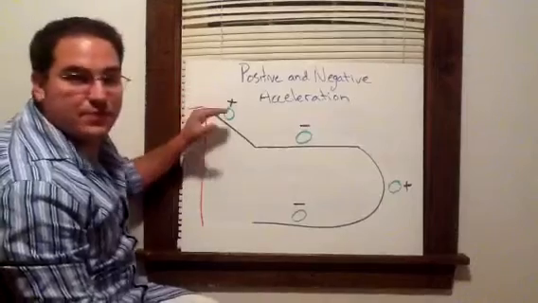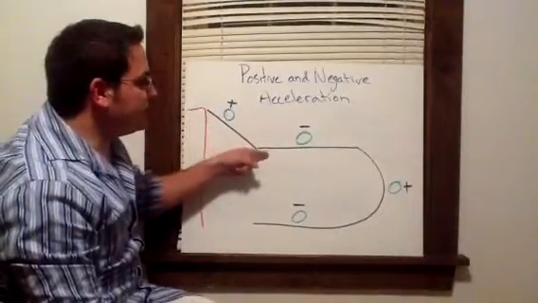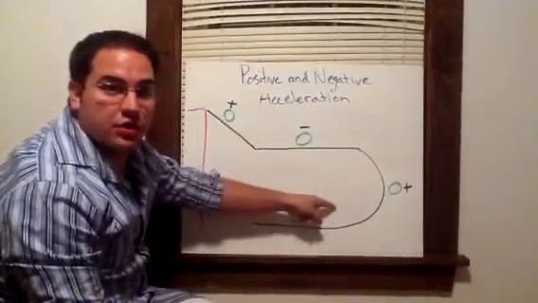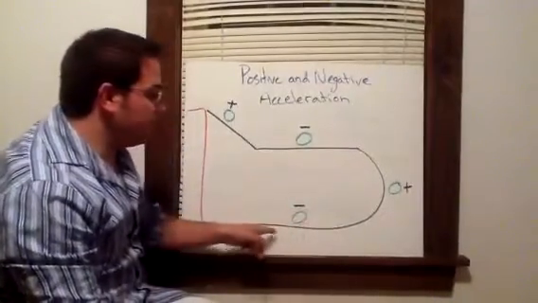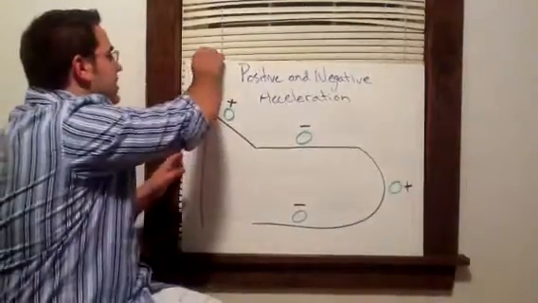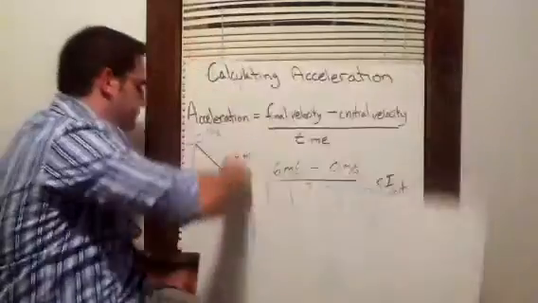Positive acceleration, speeding up. Negative acceleration, slowing down. Positive acceleration, going around a turn, changing direction. Negative acceleration, slowing down. Let's take a look at how we calculate acceleration.